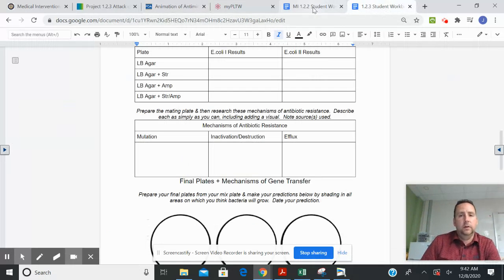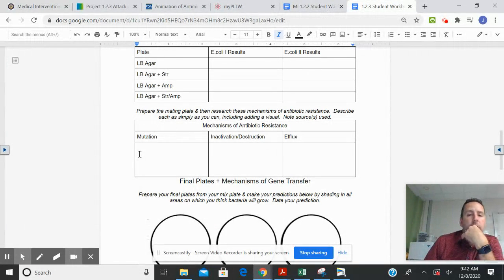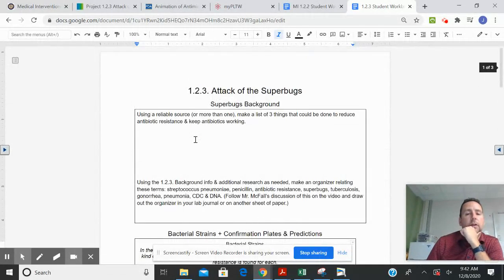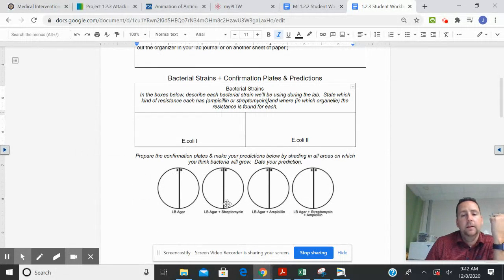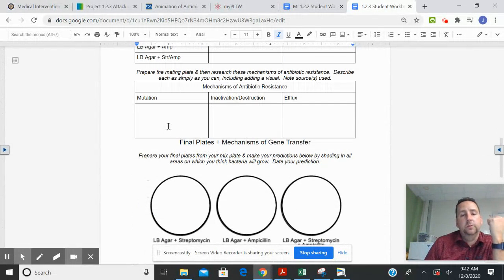This is what I want you to be doing either Wednesday or Thursday when you're at home: describe and also add a drawing. So you need to write a description and a drawing for each of these, and add that to the document. So just a reminder, on the day that you're not here, you need to be describing the difference between the strains, make a prediction, and look at the difference between mutation, inactivation, destruction, and efflux.